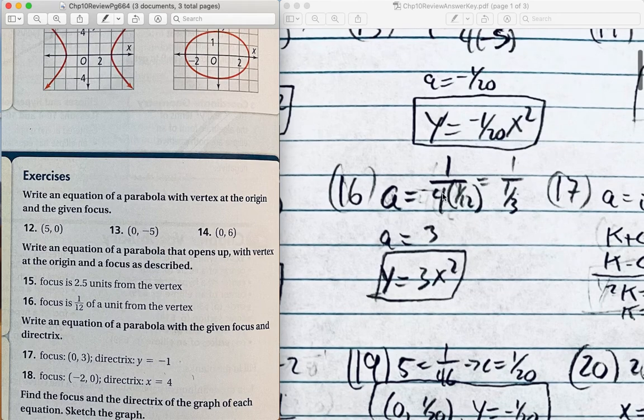For number 16, same exact thing. I replace c with 1/12. Multiply 4 times 1/12, I get 1/3. Then 1 over 1/3, which is a complex fraction. I multiply both top and bottom by 3, and I get a equals 3. And therefore, I get the equation y equals 3x squared.